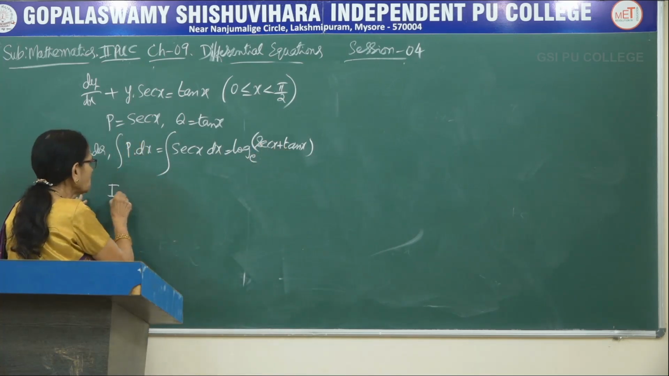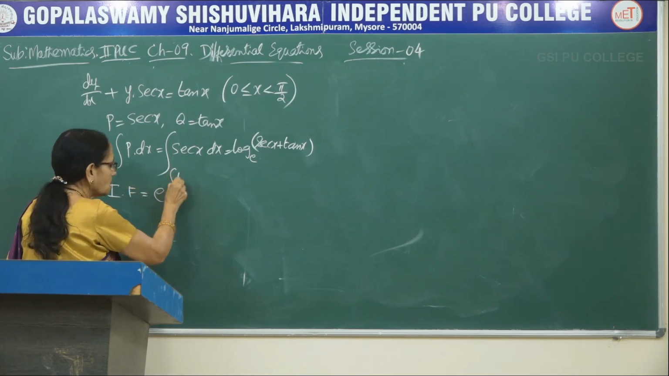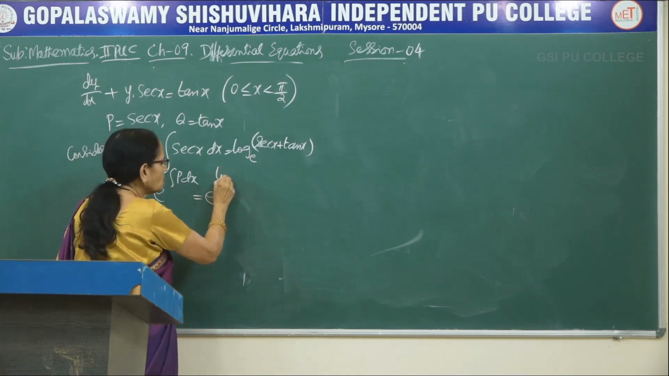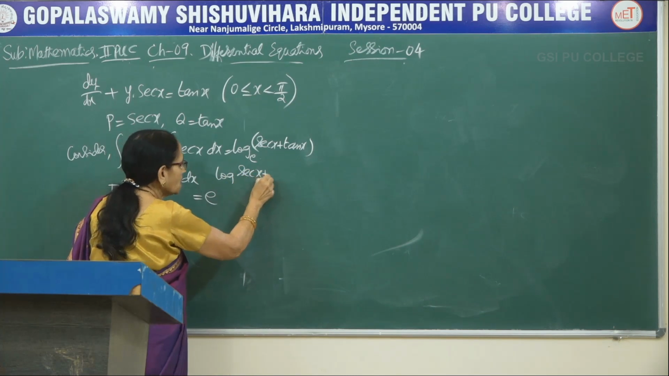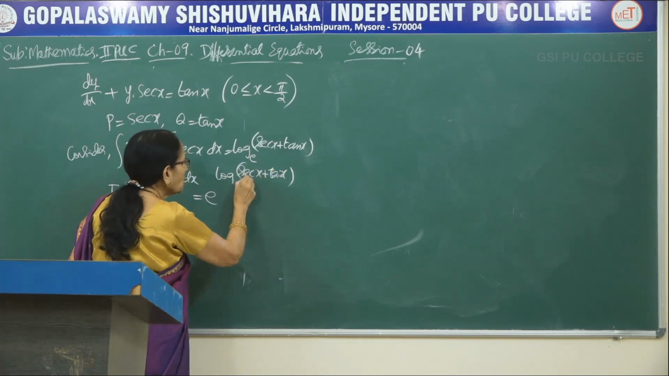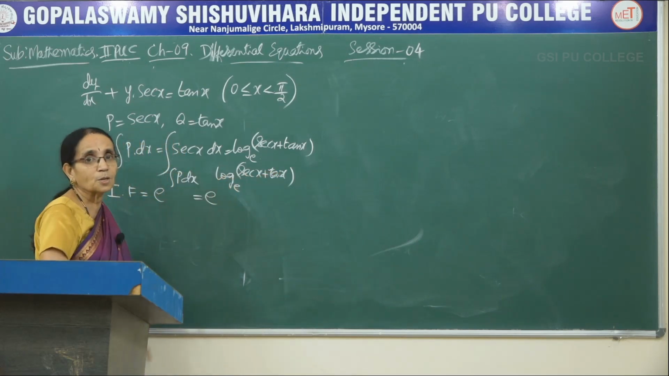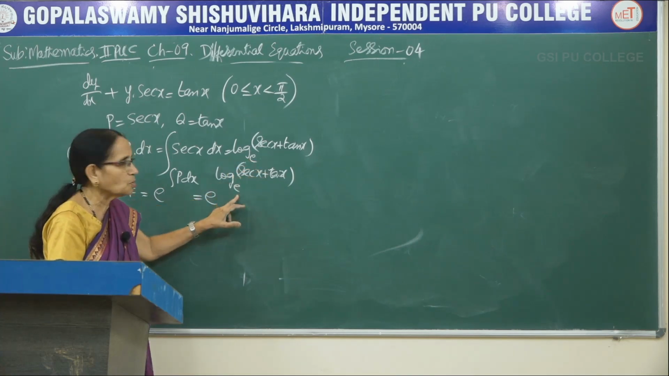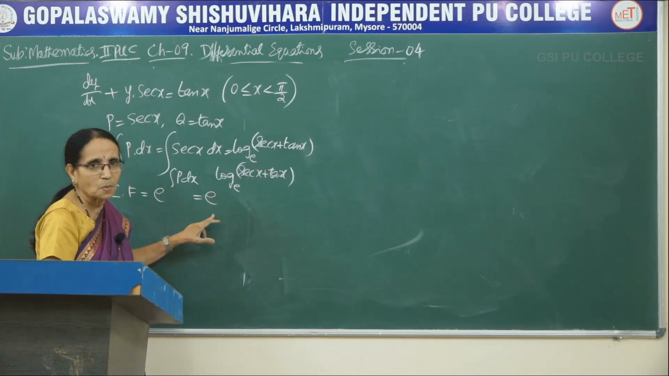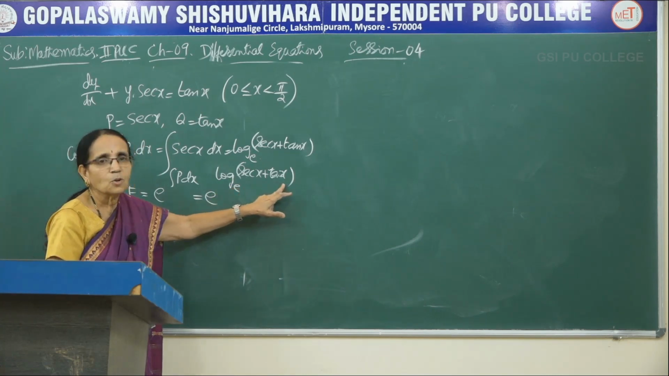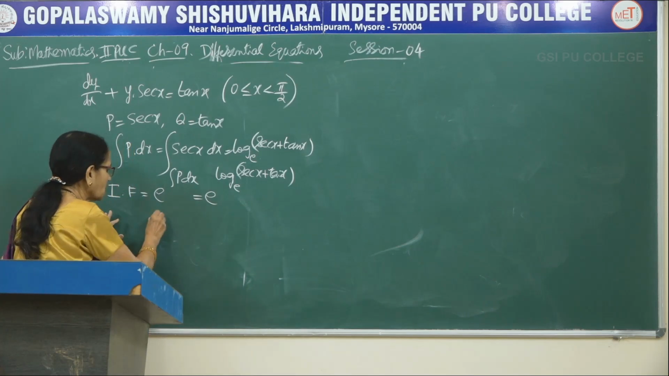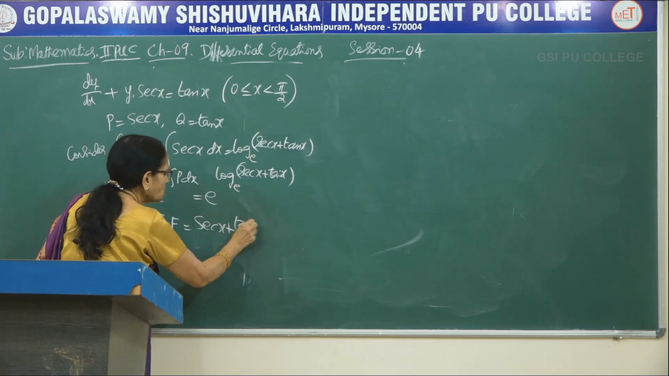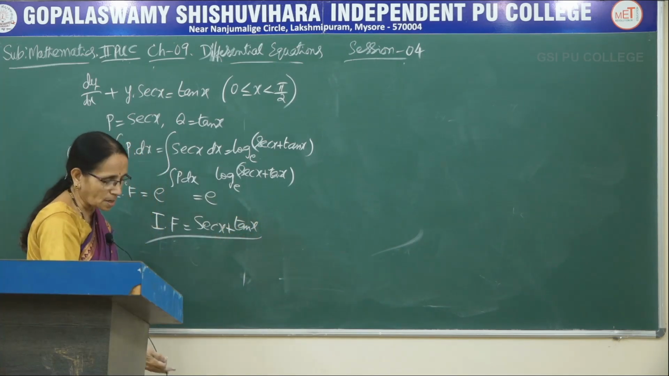Now consider the integrating factor. Write the formula here also. E to the power integral P dx, e to the power log of secant x plus tan x to the base e. Just now I told you in the previous problem, there also we had come across a logarithmic function. So e power log of some function to base e, this e and this base, they are equal to each other. Therefore the value becomes only secant x plus tan x. Hence the integrating factor is, in this case, secant x plus tan x. So we got the integrating factor.